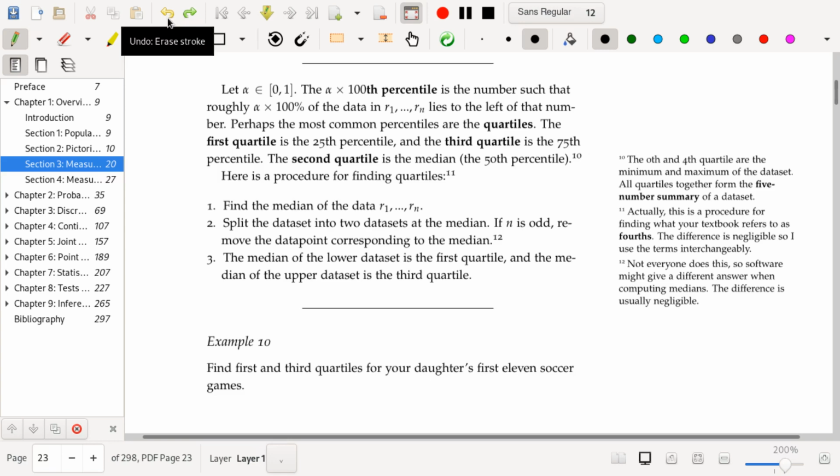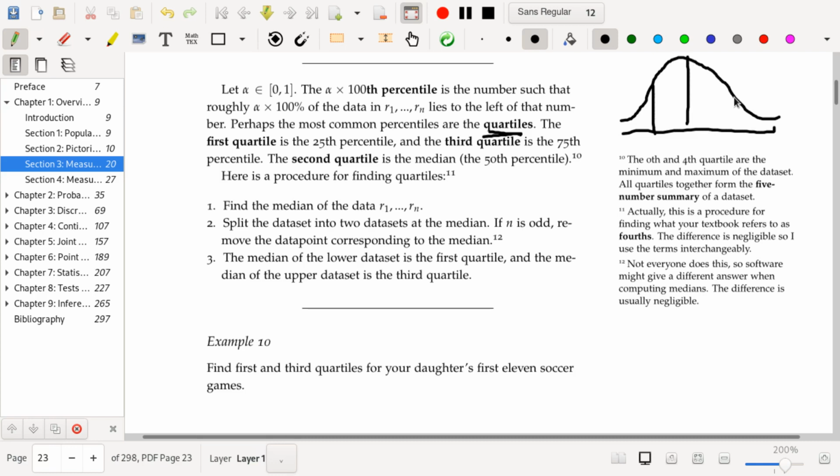In fact, there are other percentiles that we care about, such as quartiles. Quartiles divide the data set up into quarters. For the first quartile, roughly 25% of the data set lies to the left of that quartile. And for the third quartile, roughly 75% of the data set lies to the left of that quartile. To visualize, we would have the first, second, and third quartiles, and roughly 25% lies to the left of the first quartile, and roughly 75% of the data set lies to the left of the third quartile. And the second quartile is the quartile where roughly 50% lies to the left of that quartile. In other words, the median again.